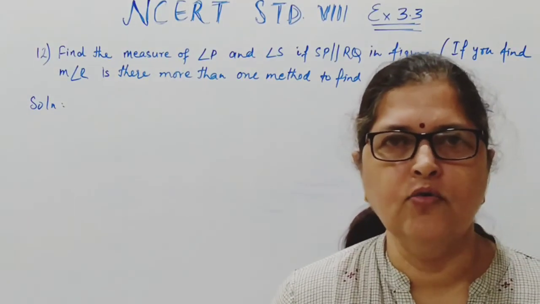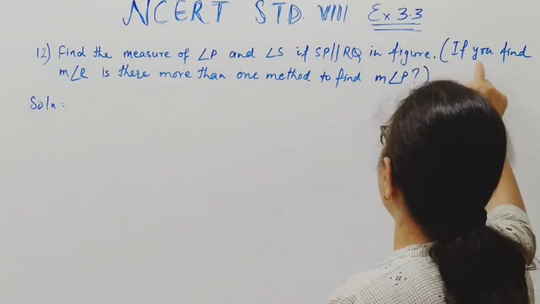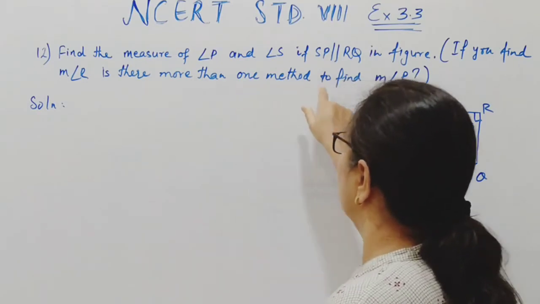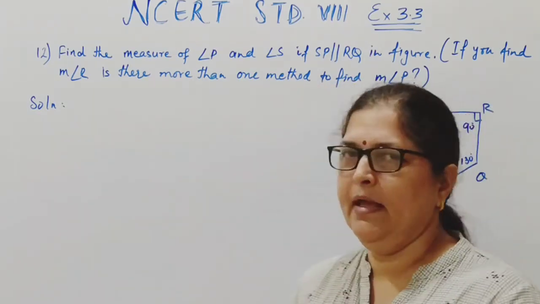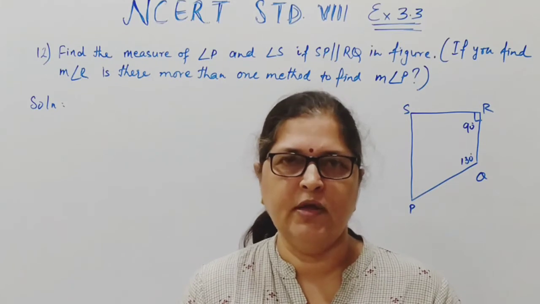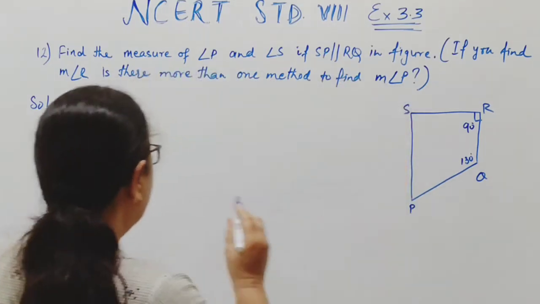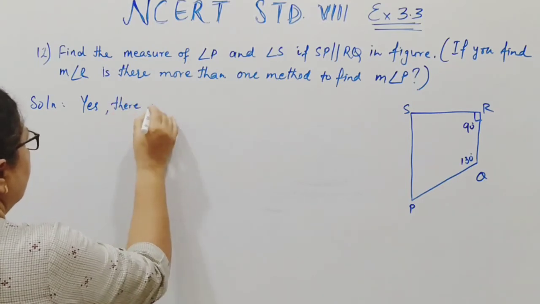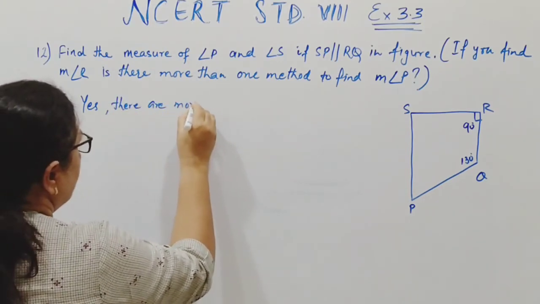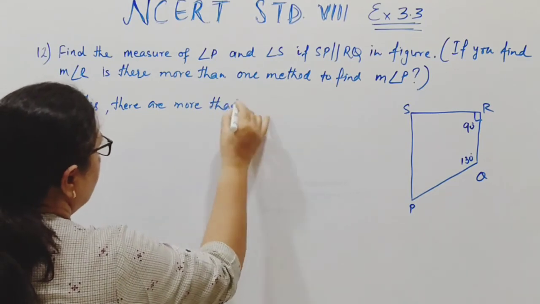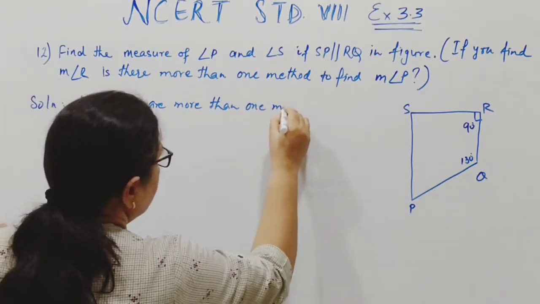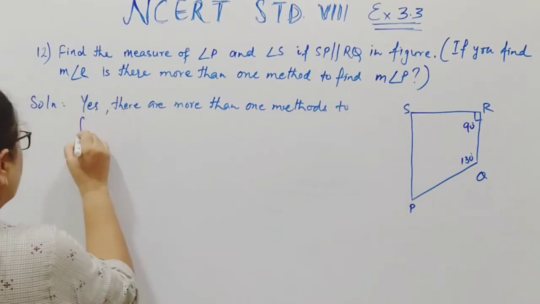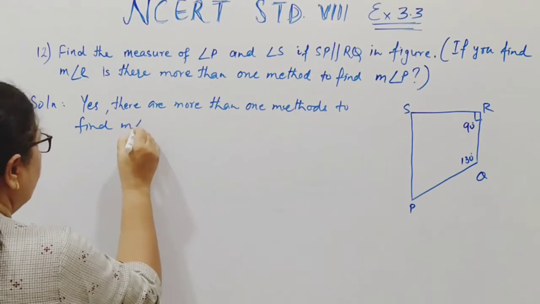Now, second part of question number 12. If you find measure angle R, is there more than one method to find measure of angle P? So, we have more than one method here. So, we'll write yes, there are more than one method to find measure of angle P.